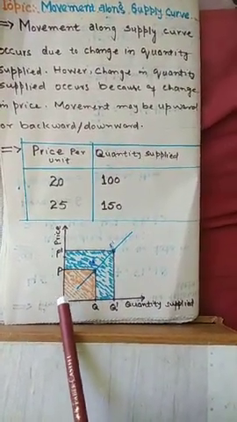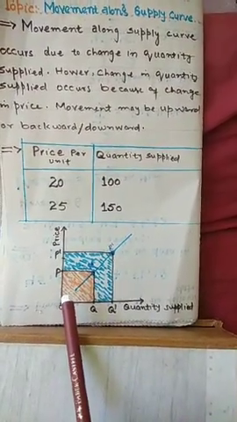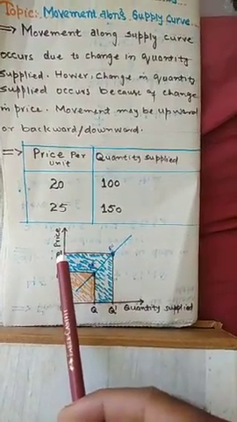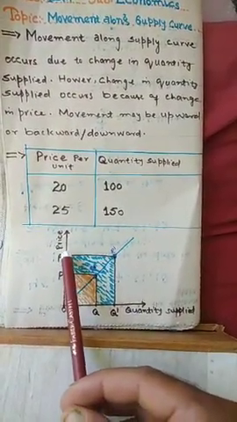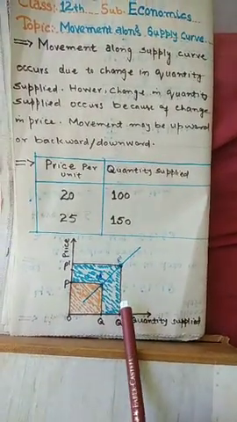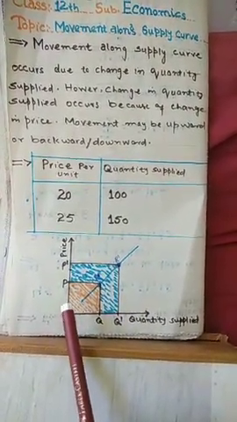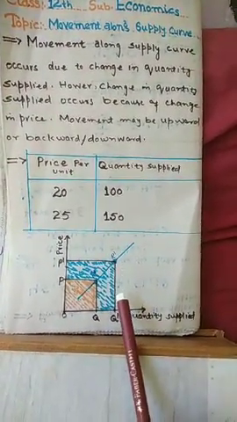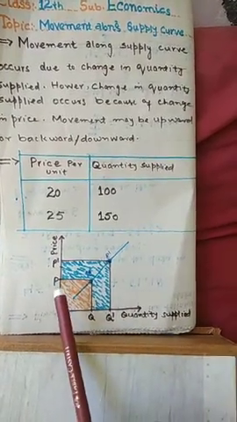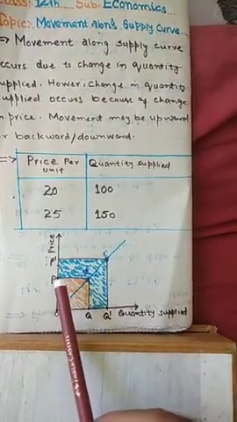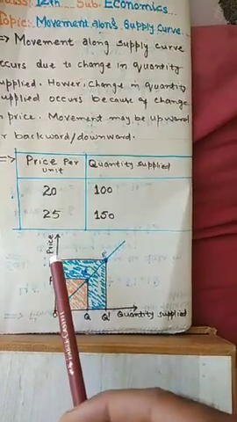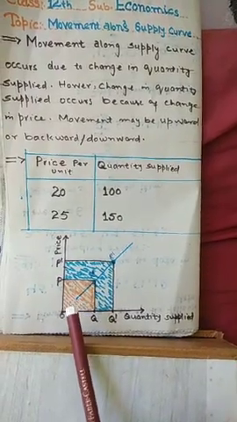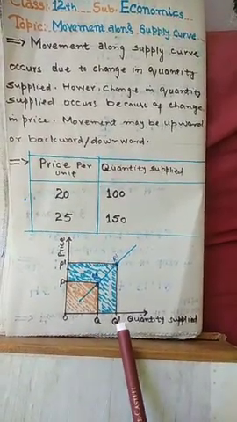Similarly, when price level rises from OP to OP dash, as you see here in this graph, the quantity supplied also changes from OQ to OQ dash. That is, when price level rises from OP to OP dash, the quantity offered for sale also increases from OQ to OQ dash.